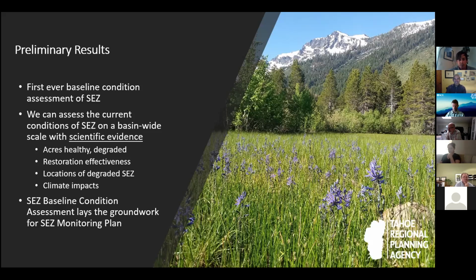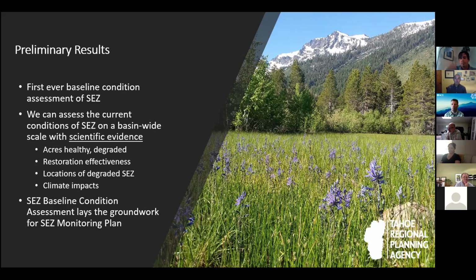And so this baseline condition assessment is really going to lay the groundwork for the SEZ monitoring plan. With this condition assessment of current conditions, we have the methods laid out, the indicators laid out, the scoring system laid out, the protocols, and the monitoring plan is really just going to figure out how we're going to track changes against this current baseline. So most of the hard work is pretty much done.